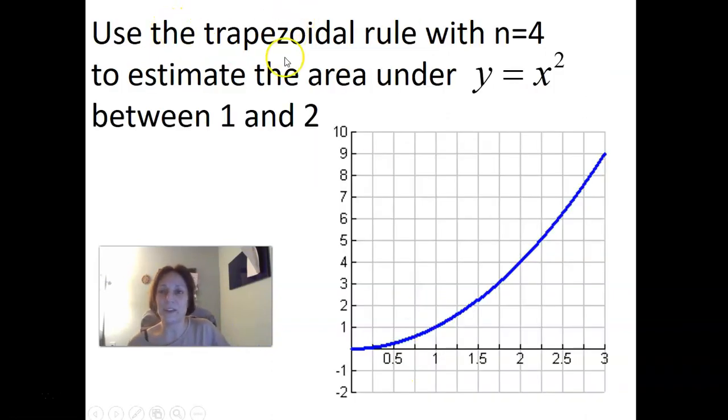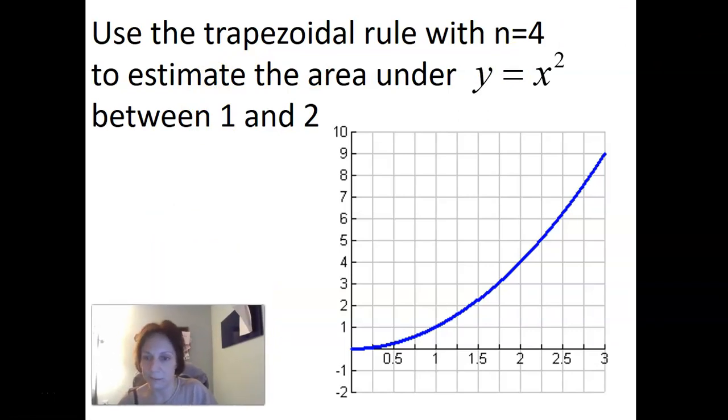All right, so it says use the trapezoidal rule or trapezoidal approximation, not a RAM. Some people call it TAM. With n equals 4, in other words, I want 4 trapezoids to estimate the area under x squared between 1 and 2.